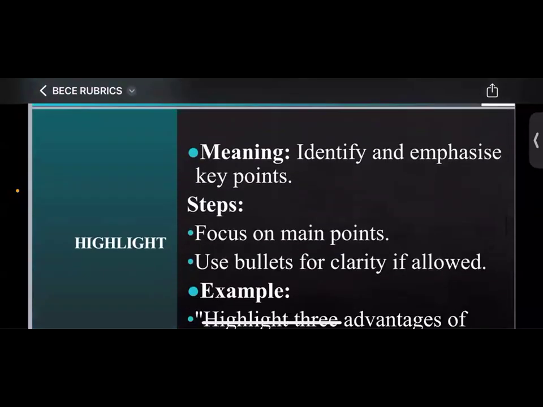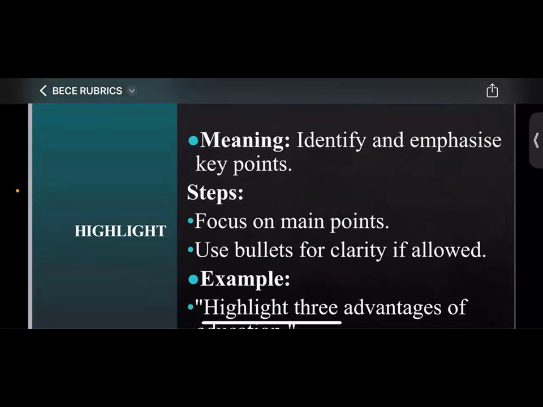All right. For highlights, and it usually goes with outline. Highlight, meaning here is that you are to identify and emphasize the key points. You are to build your point, but you are not going to be as elaborate as going to discuss, explain, or expatiate. This, you are just picking the cogent points or cogent sentences out. So normally when you are explaining, we have the topic sentence. Your topic sentence is your main idea.